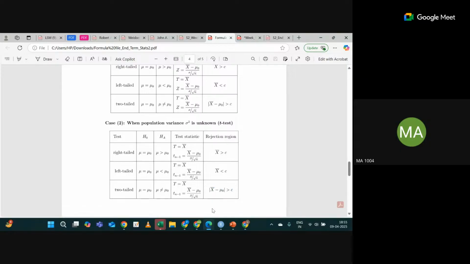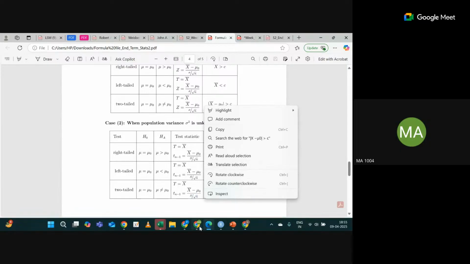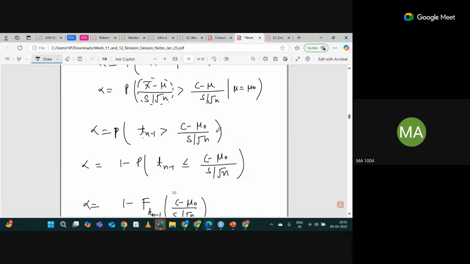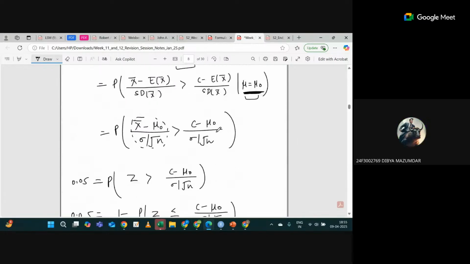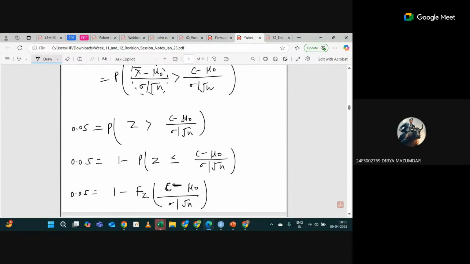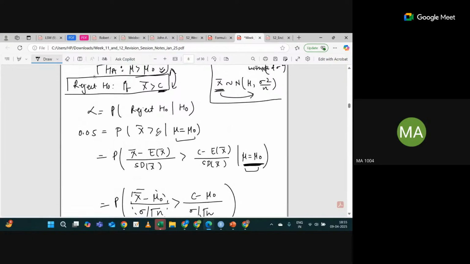Let me explain. Here, mean minus the prior mean will come instead. See this z part: x bar is greater than c. If you have a two-tail test, then x bar greater than c will be replaced by x bar minus mu greater than c, given that mu is equal to mu naught. Is this okay? Yes, sir.